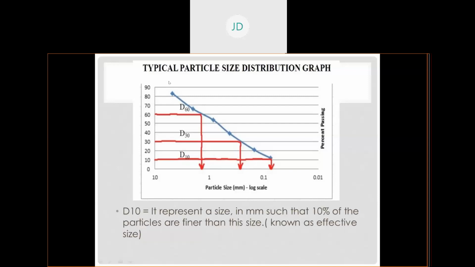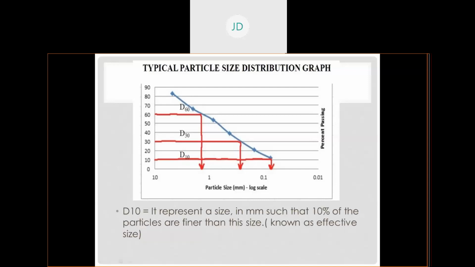Suppose these points you have got from the experiment. You have to join these points like this. This represents your particle size distribution curve. Now, how to find out the grade of soil? First thing, just by seeing this particle size distribution curve, you will have an idea whether it is well graded or poorly graded. You can also find out the grade of soil from an analytical point of view.